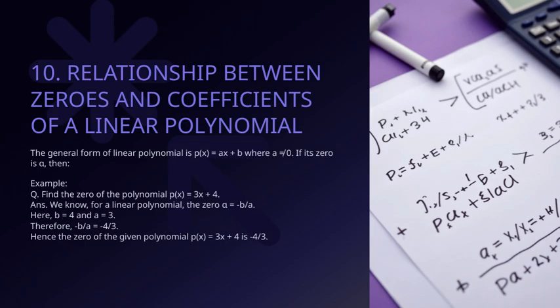This means that the zero is directly connected to the ratio of the constant term to the coefficient of x. For example, if b is 4 and a is 3, then the zero alpha is minus b over a, which is minus 4 divided by 3. So, in this case, the zero of the polynomial 3x plus 4 is minus 4/3. Understanding this relationship helps us see how the coefficients determine where the polynomial crosses the x-axis.